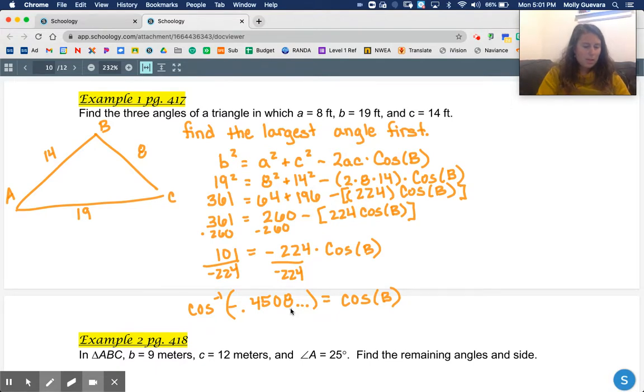Again, you need to make sure that you're in degrees. So always double check that you're in degrees. So cosine inverse of that number, and I get that B is about 116.8 degrees.